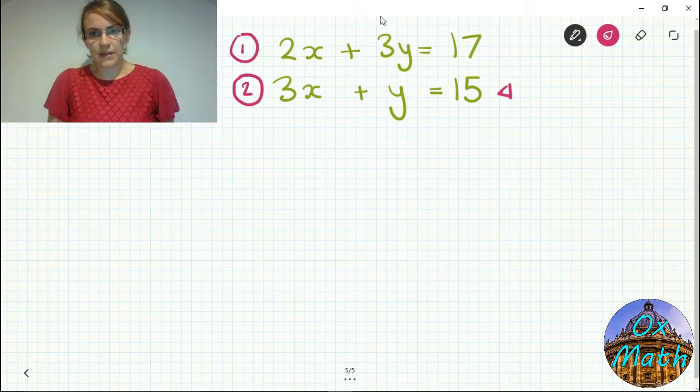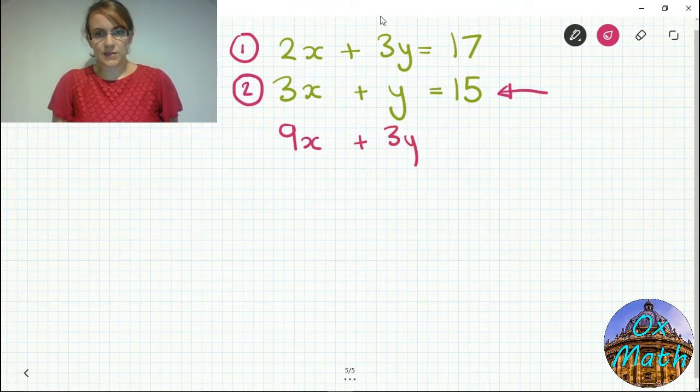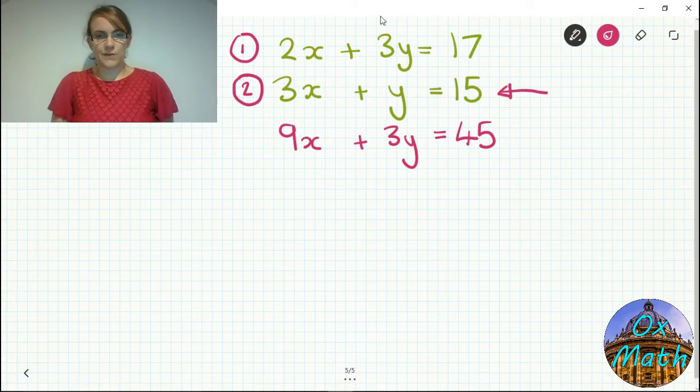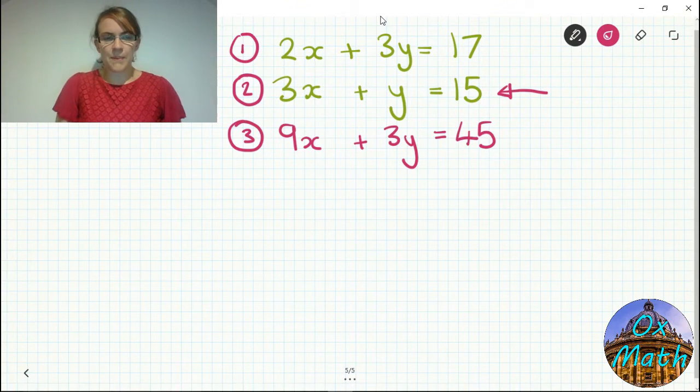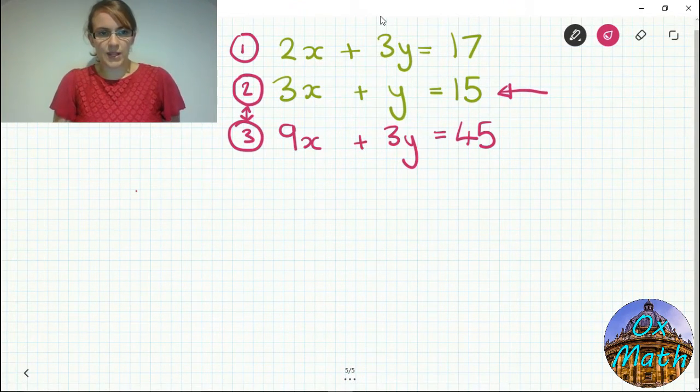So I'm going to look at this second equation, and if I took 3 lots of the whole equation, we'd know that the total would be 3 lots of 15. Now 3 lots of 3x is 9x, 3 lots of y is 3y. So if we've got 3 lots of the left hand side, that must mean that we've got a total of 45 on the right hand side. So this now gives us a third equation, which remember is the same as equation 2. They are just different ways of expressing the same thing. So what we can now do is use equations 1 and 3 to do our elimination.